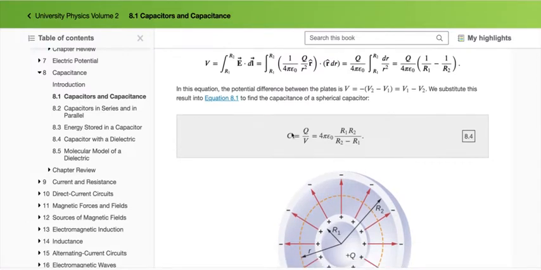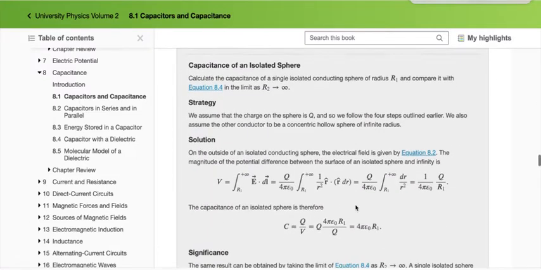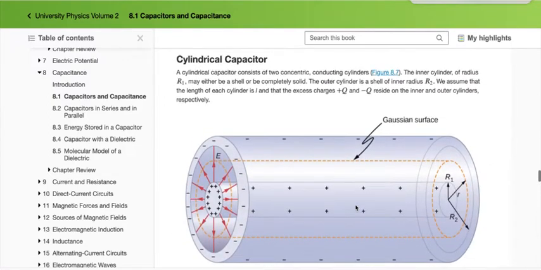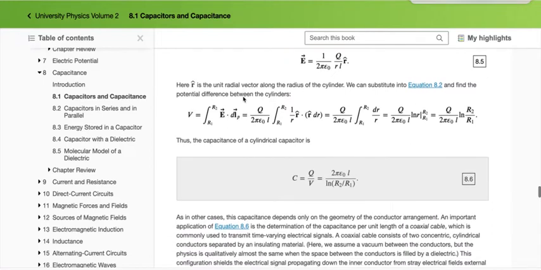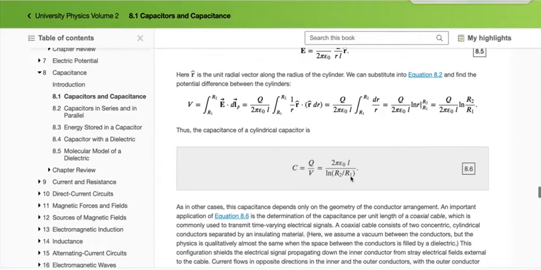But the capacitance, the ability of a spherical capacitor to store charge, only depends on the geometry. It does not depend on the voltage source you actually hook it up to. It depends on the two different radii of our concentric spheres. And similarly for a cylindrical capacitor, so there's the derivation. Here is the capacitance of a cylindrical capacitor.